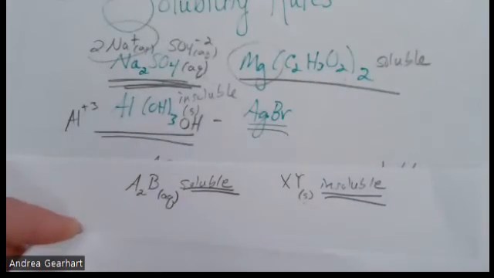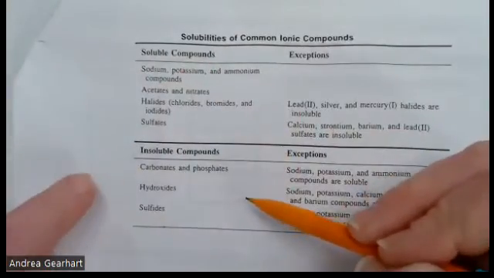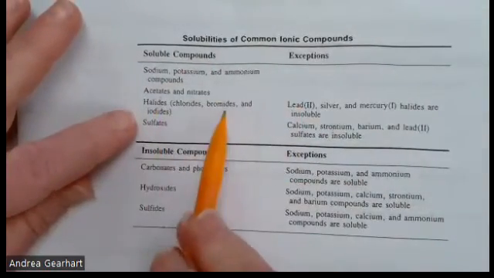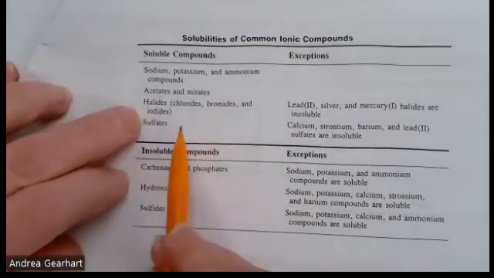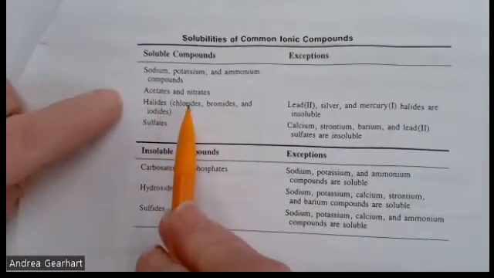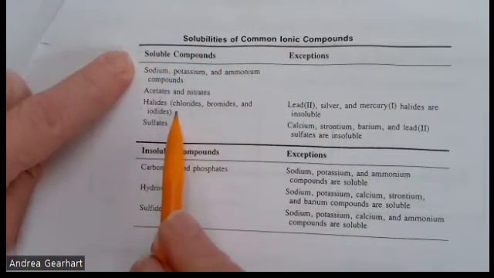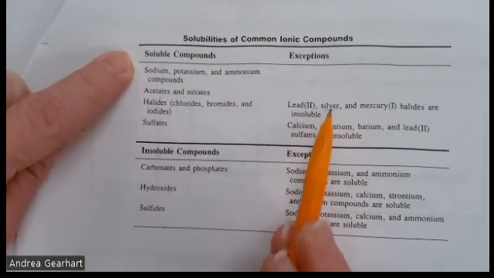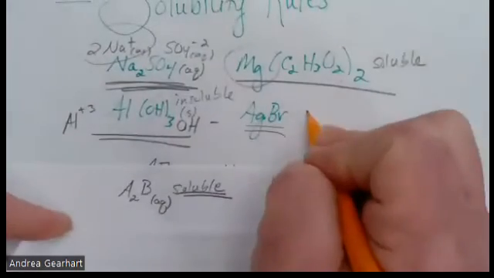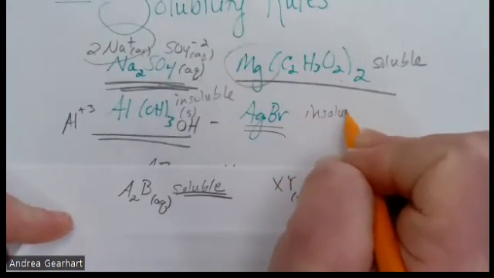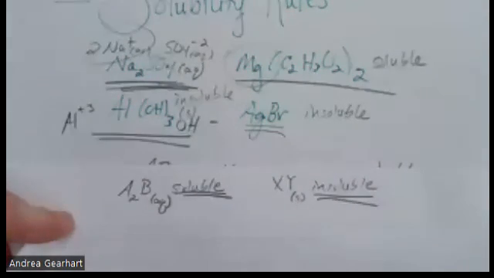How about silver bromide? Well, silver, no. Here are my halides. I know fluoride is not included here. We would go ahead and include it. So if anything is bonded with chloride, bromide, iodide, fluoride, usually soluble, we need to check. Oh, if it's bonded to silver, that makes it insoluble. And we would put the S on it, not AQ, if we were asked to do that.